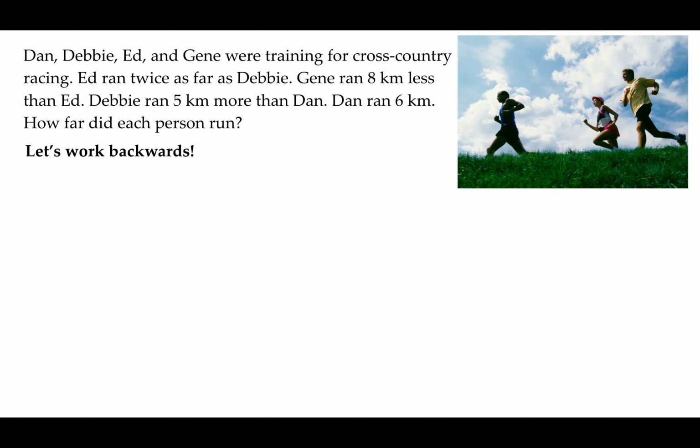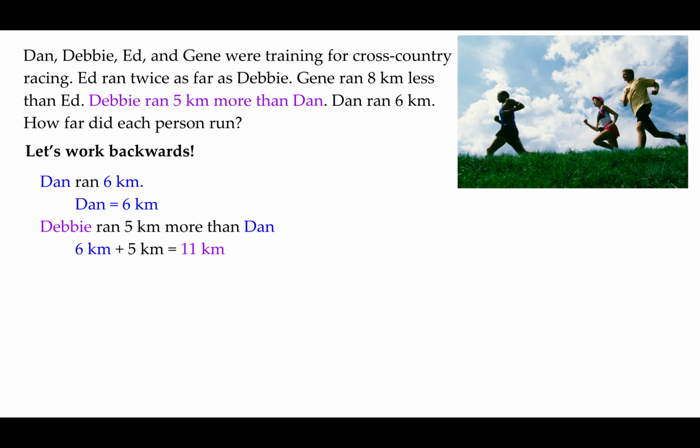Welcome back. So the strategy I used was working backwards. So first of all, we know that Dan ran 6 kilometers. So we could say that Dan equals 6 kilometers. Now going backwards, we know Debbie ran 5 kilometers more than Dan. So if Dan is 6, we can say 6 kilometers plus the 5 kilometers more. So we get 11 kilometers. So Debbie is 11 kilometers.